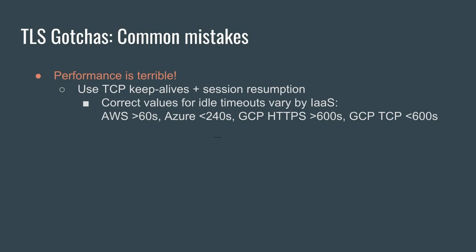And on GCP, it's a little of both, where if you're using an HTTPS load balancer, setting the timeout to something higher than 600 seconds avoided some strange TCP errors, whereas when we used a TCP load balancer, we had to set it less than 600 seconds. So if you roll out TLS with keepalives and you start getting some weird TCP connection errors intermittently, you might check that your values agree with the ones shown here.